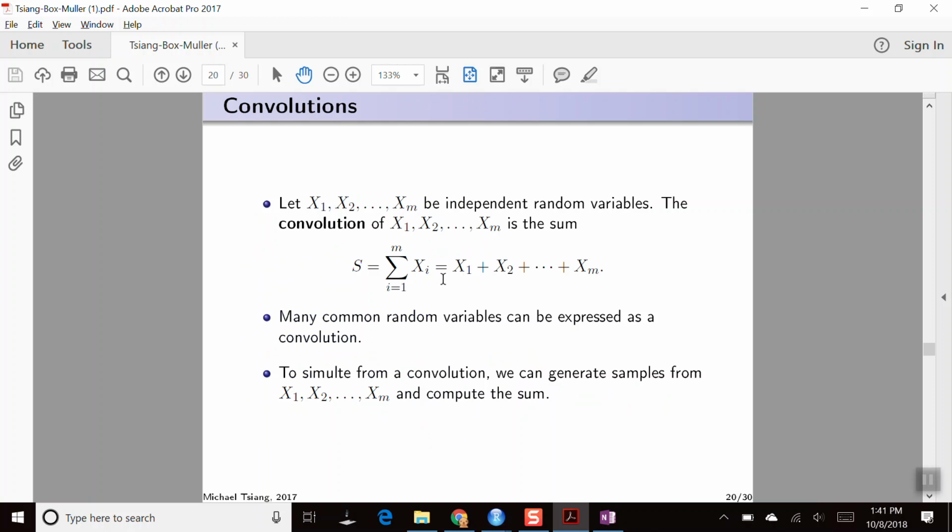Convolutions, again, are kind of using the known relationship between variables. So you guys are doing your first homework assignment, right? That's due this Friday.